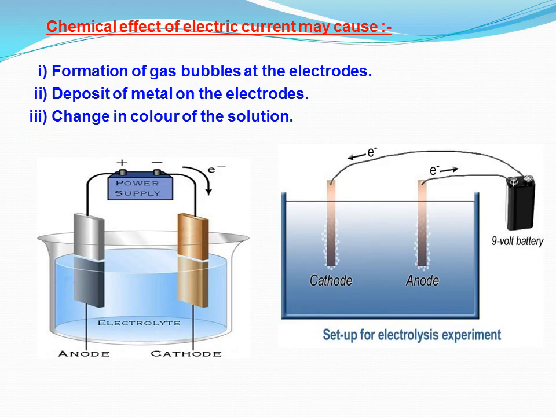Then we will move towards what changes we can see. Formation of gas bubbles at the electrodes, deposits of metals on electrodes, and change in color of the solution. If these changes are there, then we can say that there is an effect due to the electric current in that particular solution.